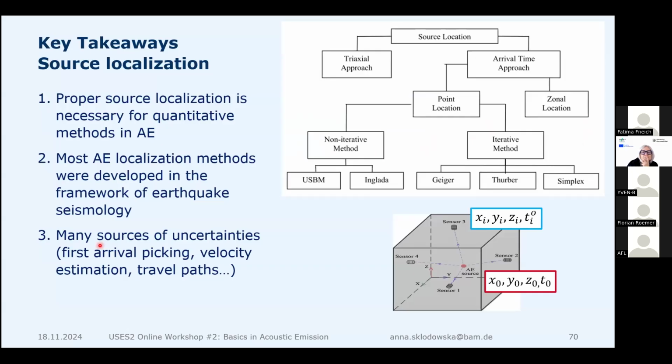So just to give you the key takeaways from this: proper source localization is necessary for quantitative methods in acoustic emission, and most acoustic emission localization methods were developed in the framework of earthquake seismology, however with minor modifications they can be easily applied to localization in material science. And there are plenty of sources of uncertainty in the localization techniques, such as picking the first arrival, estimation of velocity, or travel paths, and so on.